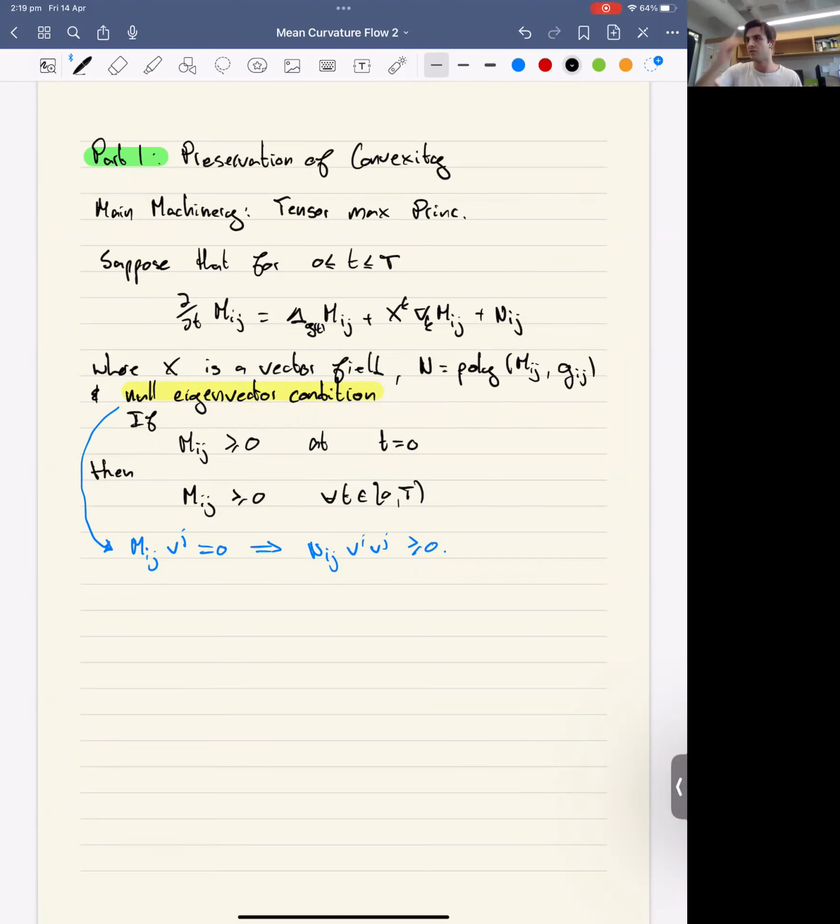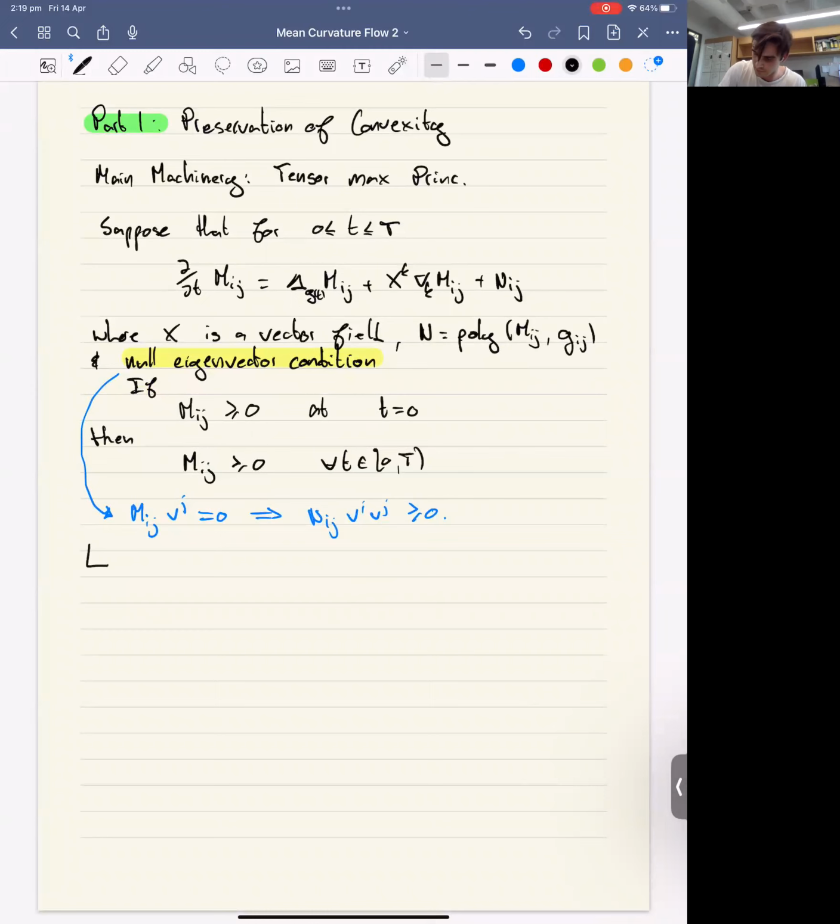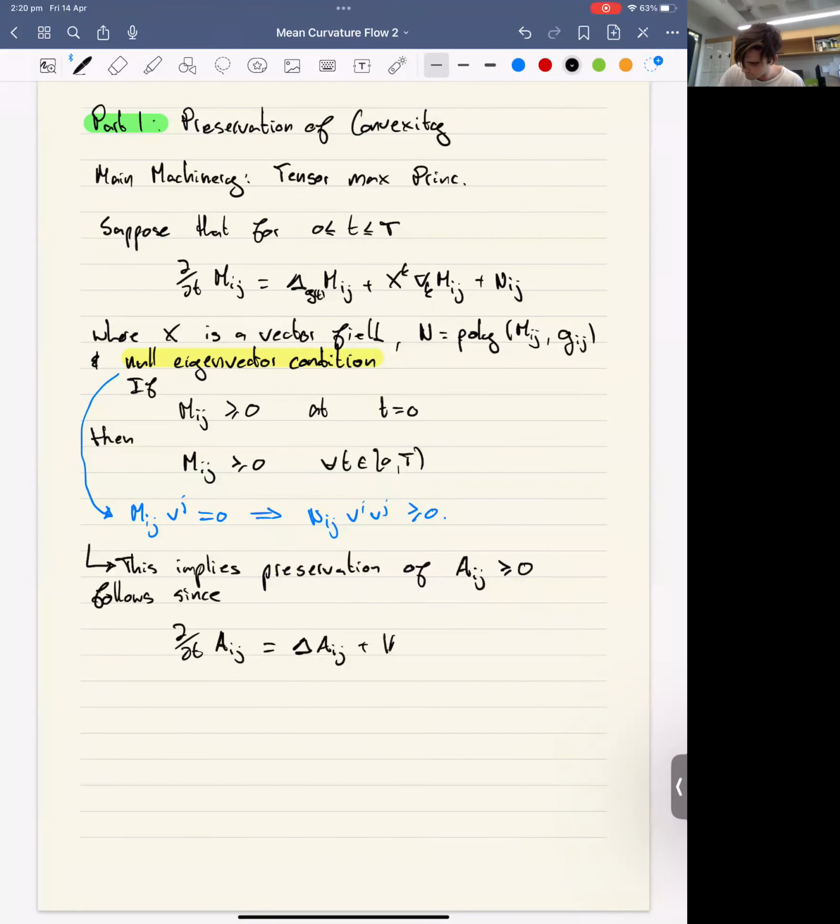Okay. And so now the preservation of my second fundamental form is going to follow pretty quickly. So this implies convexity is preserved. So preservation of A_ij greater than or equal to 0 follows, since when we looked at our evolution earlier in the seminar, we get an equation with A_ij plus |A|^2 A_ij minus 2H A_ik A^k_j. And so this is going to be my N. And it's fairly quick and easy to check that this N does indeed satisfy the null eigenvector condition.